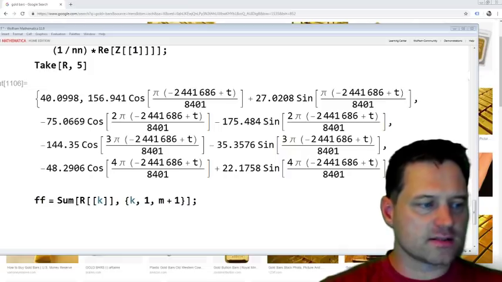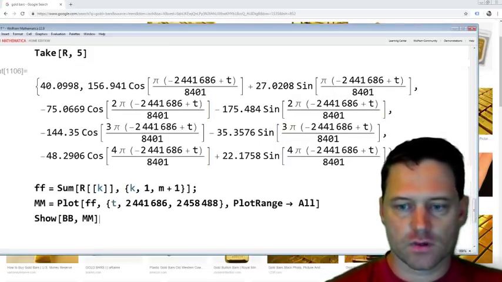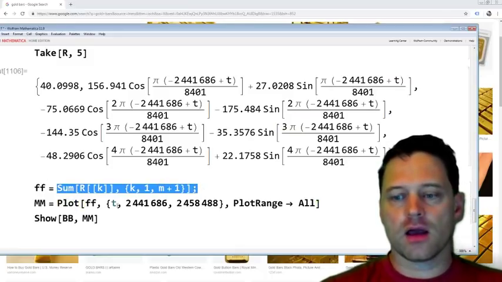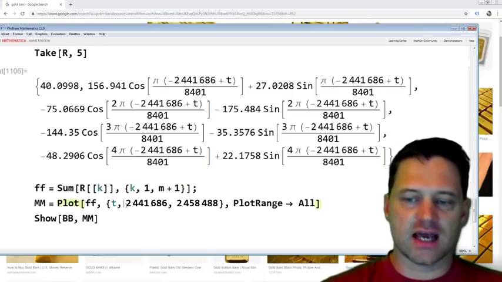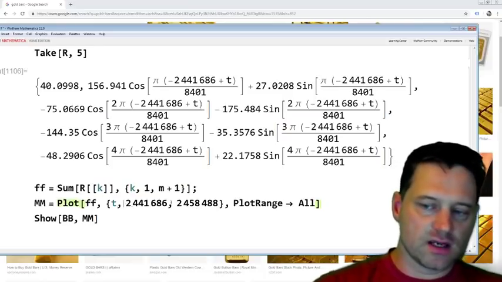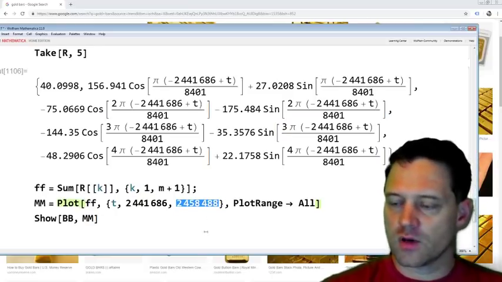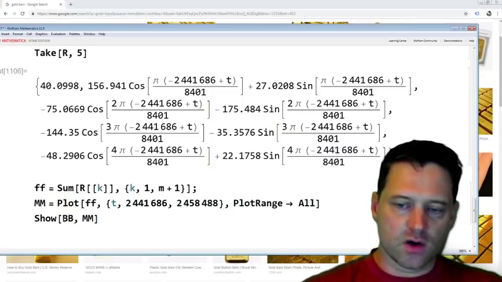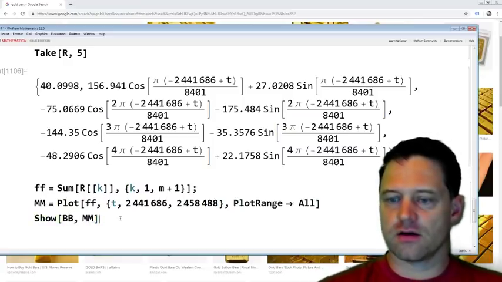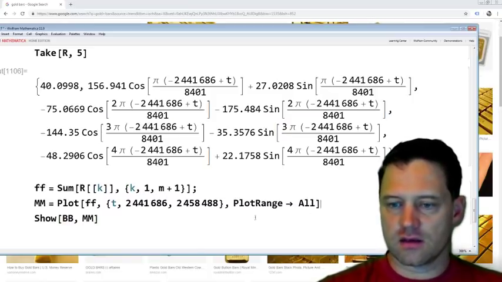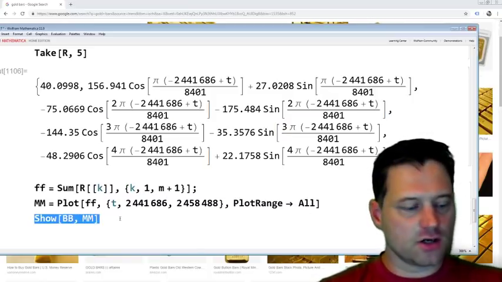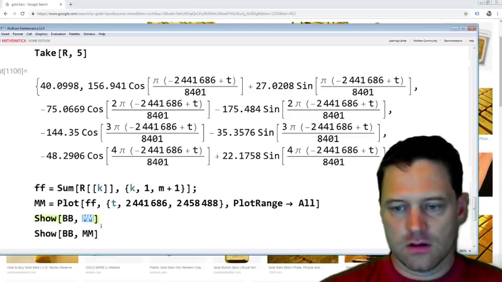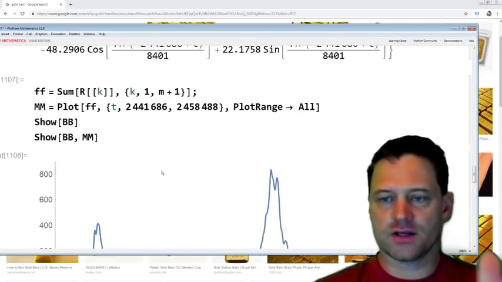I want to call this plot double M, double uppercase M. So I'm plotting this sum, and I'm going to do this from the beginning Julian day, the 4th of January 1973, to a couple of days ago, when I first started this exercise. I'm putting PlotRange All so we see all of it, and then we're going to show both of these together. But actually I think we should probably show double B as well, because that was the list plot of the data. So I'll put 3 of those and shift enter and show it to you.